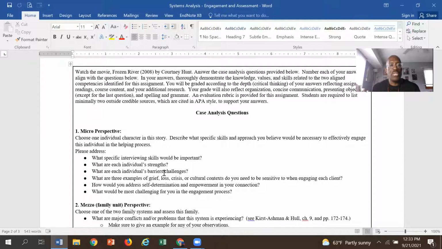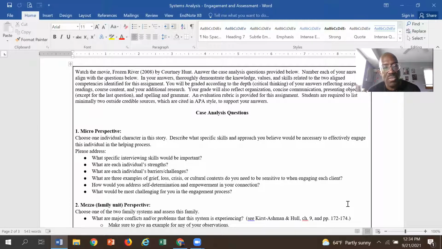How do you assess family strengths? What are the things that the family is able to do well in terms of how they connect with each other, in terms of the assets and the ethics that they may have? What are some of the individual challenges or barriers that we've got here? Then give some examples of what you saw in the movie that relate to grief, loss, or cultural context that you need to be sensitive to when engaging clients. Who this client is, their nationality, where they come from, their socioeconomic status, all those things will have an impact on how I engage with them.